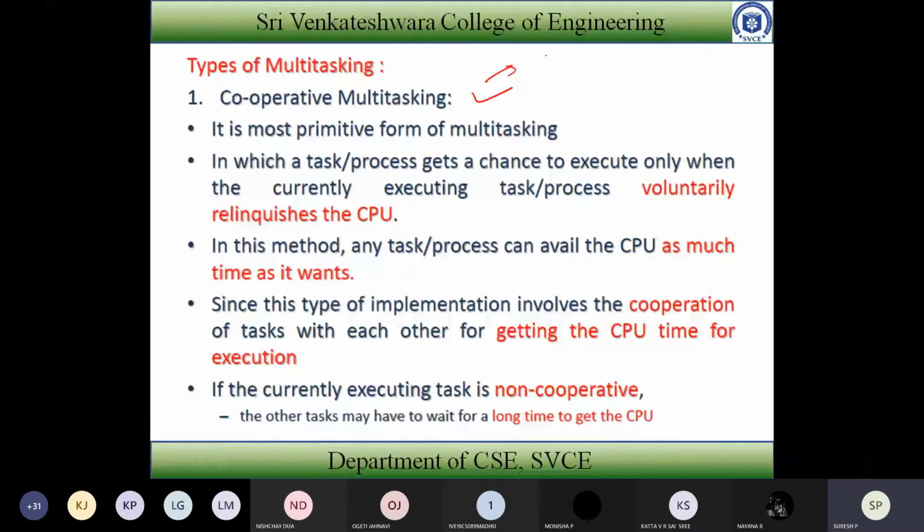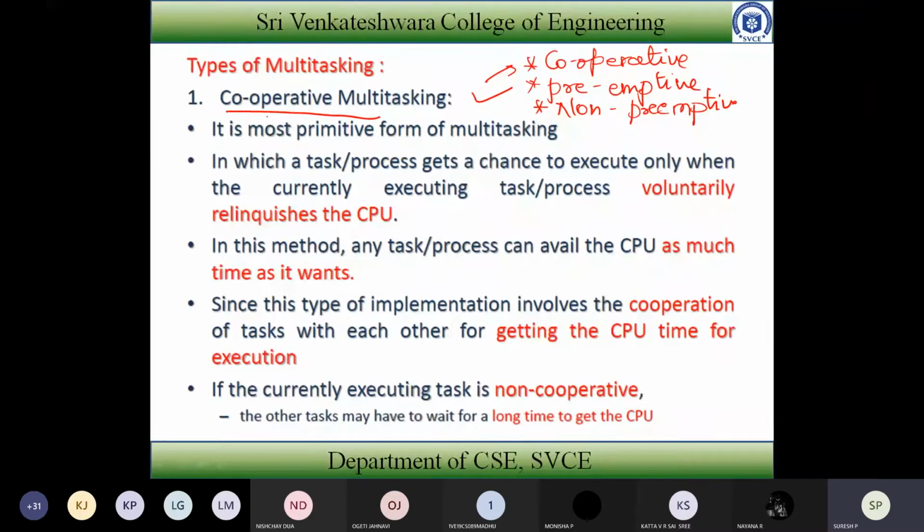So the types of multitasking are: one is cooperative, another is preemptive, and the other is non-preemptive. Okay, so there are three types of multitasking which you are going to have. In cooperative multitasking, as the name indicates, cooperative. This is the most primitive form of multitasking.